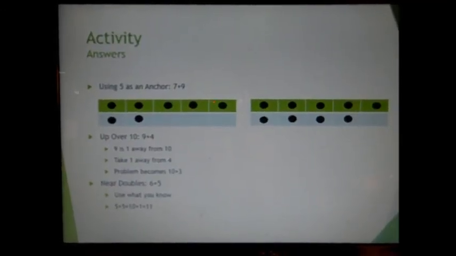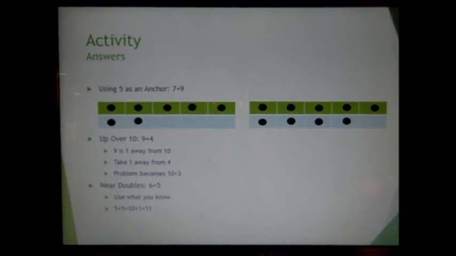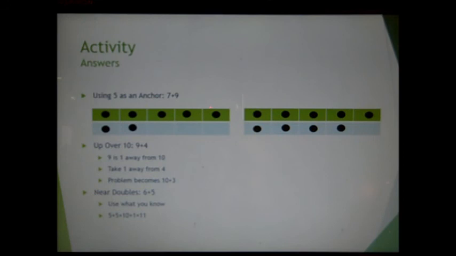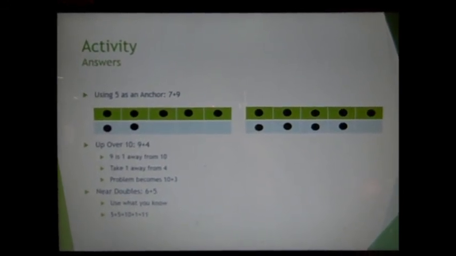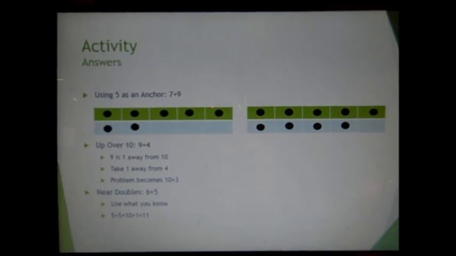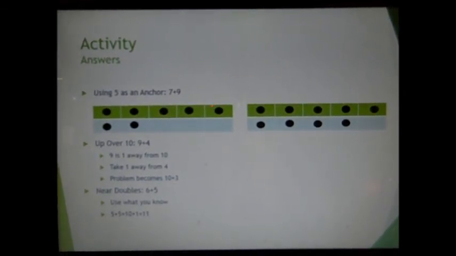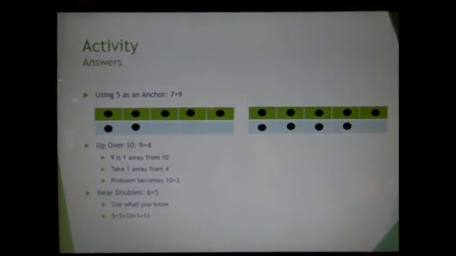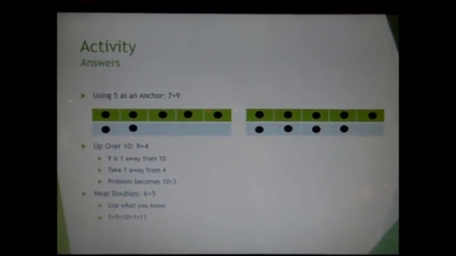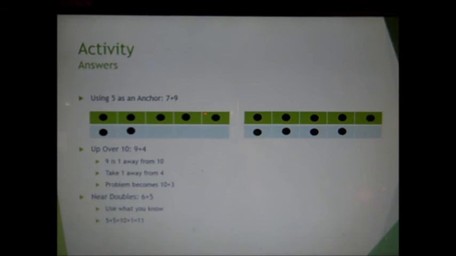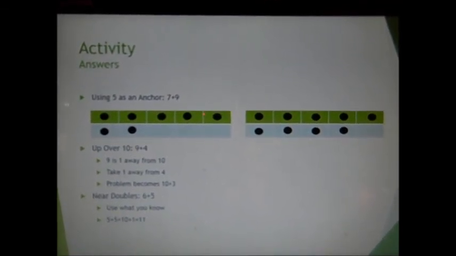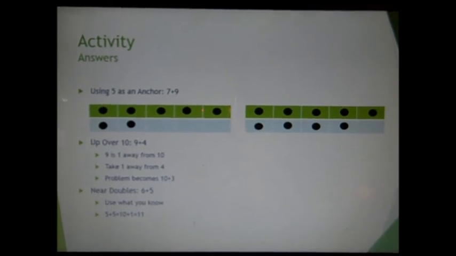Alright, so let's go over the answers to the activity. Using 5 as an anchor, using a ten frame for 7 plus 9, you should have drawn something similar to what is being displayed. For up over 10 for 9 plus 4, 9 is 1 away from 10, so you take 1 away from 4 so that the problem becomes 10 plus 3, and it should equal 13. Near doubles, 6 plus 5. You should use what you know, so I went with the known fact 5 plus 5 equals 10 and added 1 more to get 11.